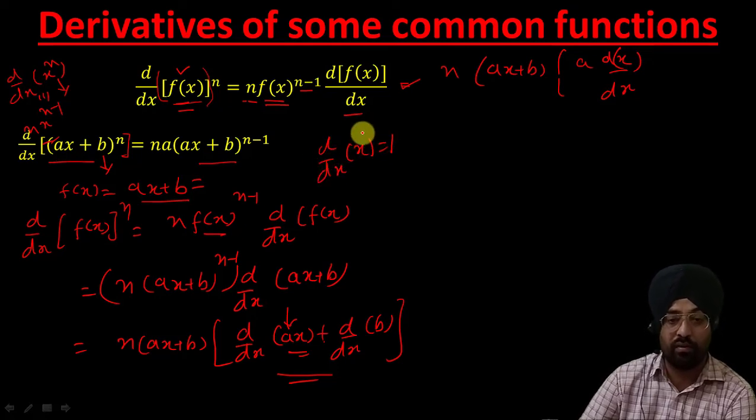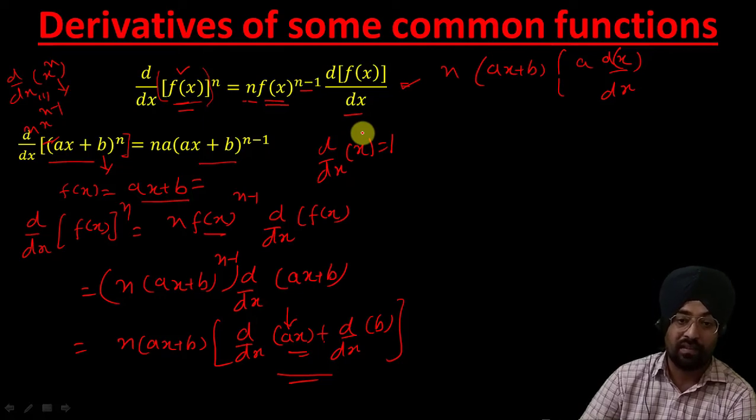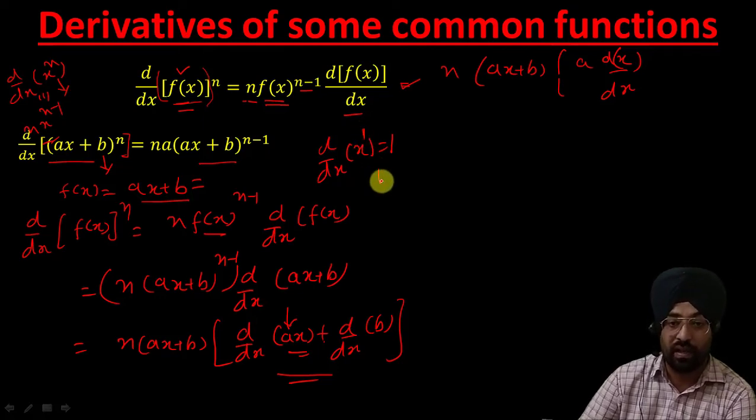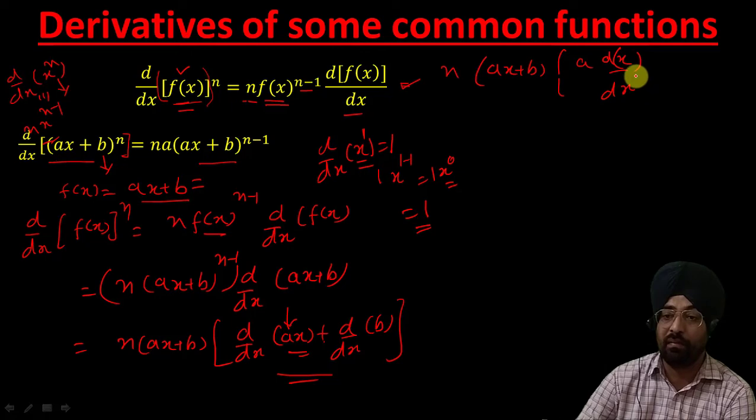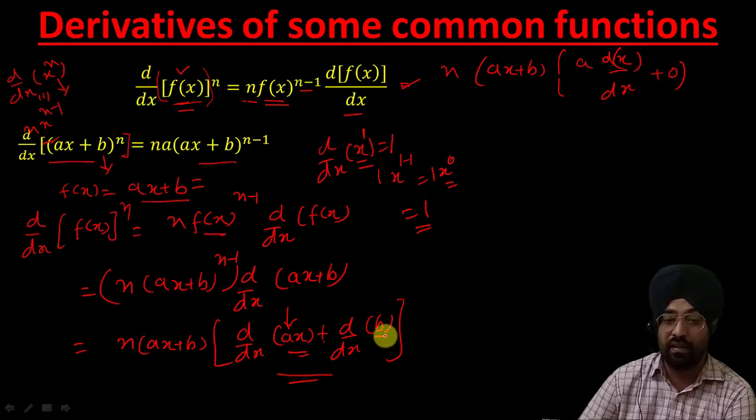We can also prove it. x can be written as x raised to the power 1. So it becomes 1 times x to the power 1 minus 1, so 1 times x to the power 0, and x to the power 0 is 1. So the derivative of x is 1. So it is a d by dx of x plus 0, since the derivative of b is 0.